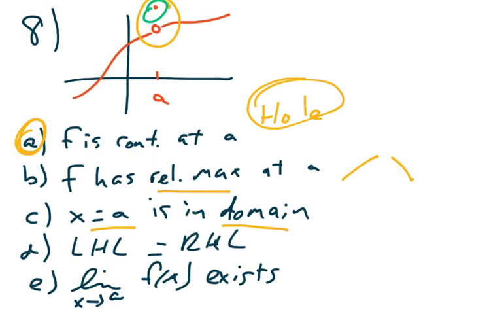D says the left-hand limit is equal to the right-hand limit. Well, absolutely. As I approach A from the left and as I approach A from the right, we are approaching the same y value. So that means the left-hand limit equals the right-hand limit. And because of D, that is exactly why E is correct. These two answer choices pretty much have to go hand in hand. If the left-hand limit equals the right-hand limit, then automatically the overall limit exists. All right, hopefully that cleared up that one.